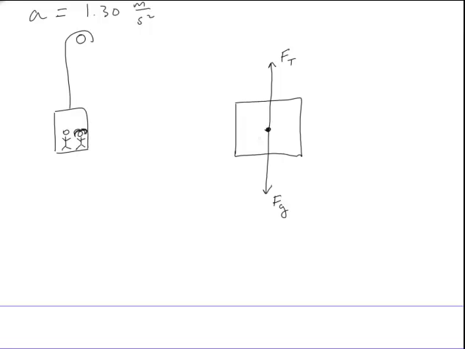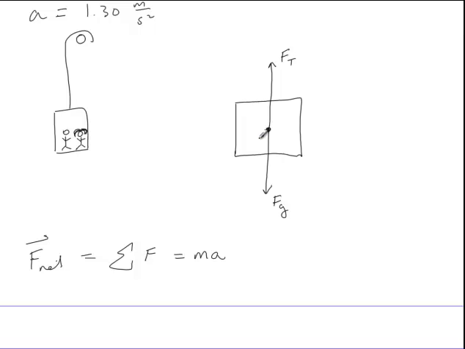So, what you know for Physics 12 now is that F net equals the sum of your forces. Okay? F net equals the sum of your forces. F net equals ma. So the sum of your forces equals ma. If you weren't accelerating, then the sum of your forces would equal 0.